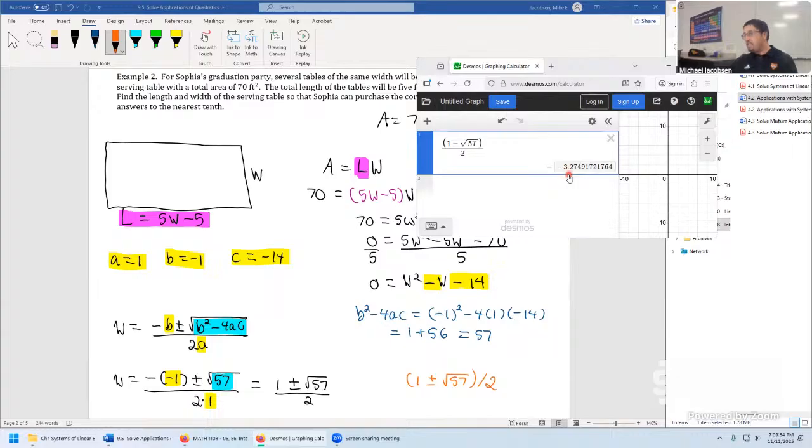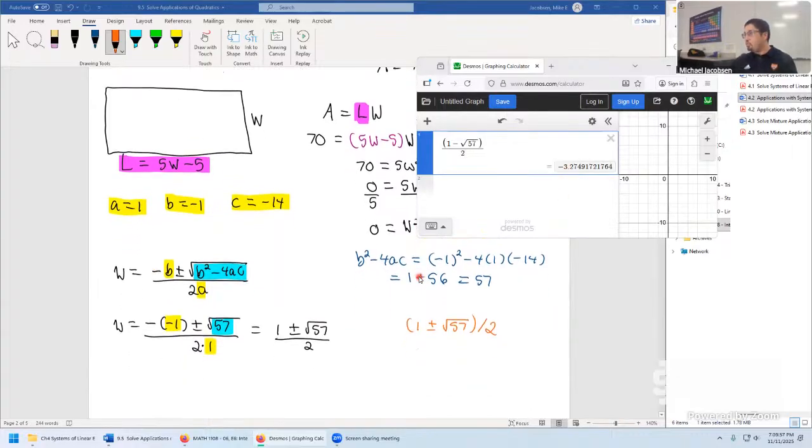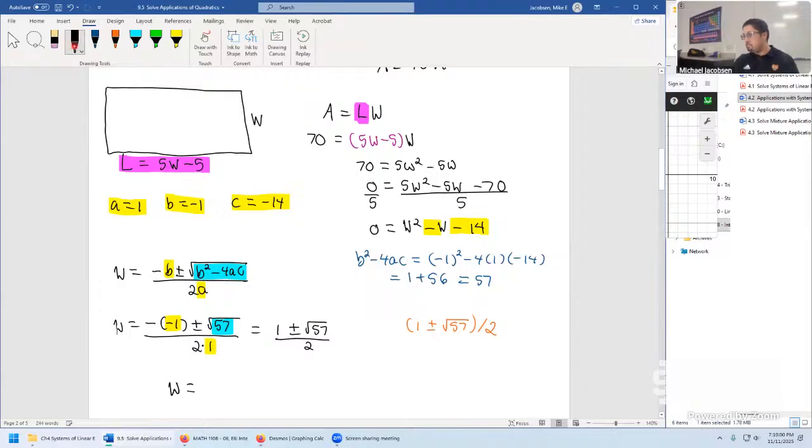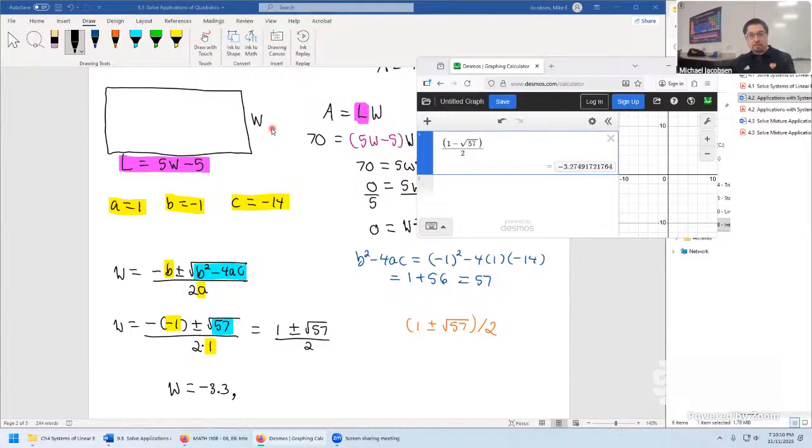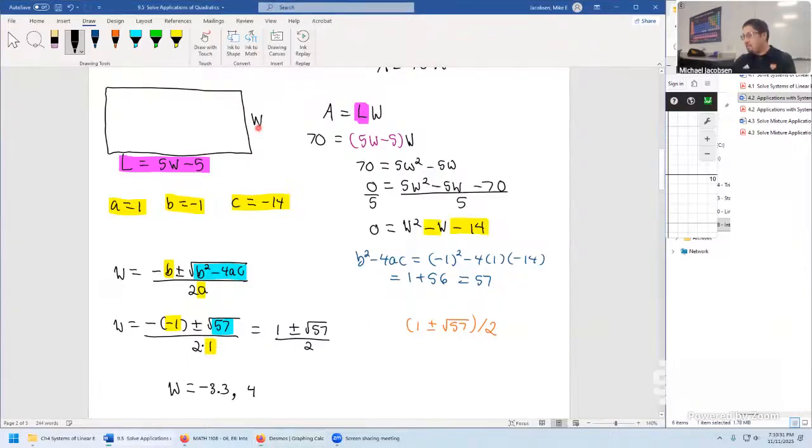Our first answer to the nearest tenth is negative 3.3. So that's one value for W. But notice that's nonsensical in this problem. Sophia's going to have the worst graduation party of all time if she goes for a table with a negative width. It wouldn't make any sense. So this solution is eliminated only because it's a practical problem where this is a dimension forced to be positive. Plug in the positive result, we have 4.27, which rounds to 4.3, and that's more reasonable. The width of 4.3 looks like it would make sense. So we eliminate the negative solution, and we have W is 4.3.